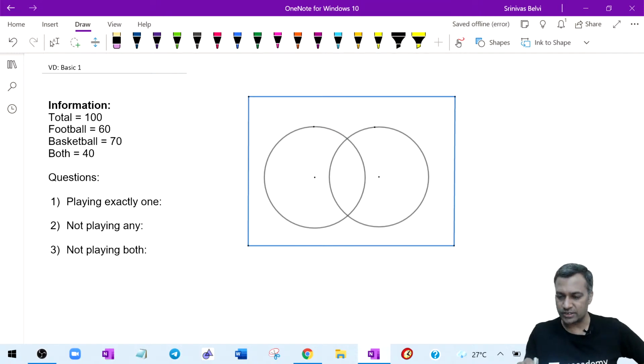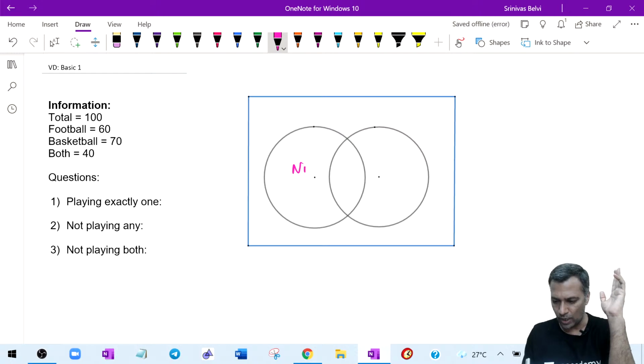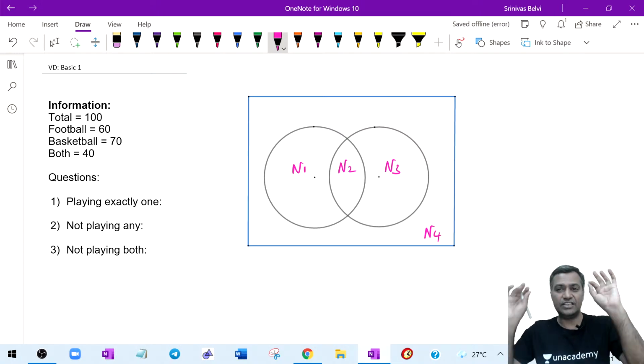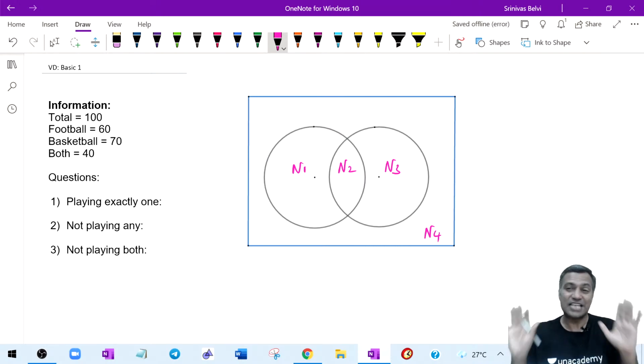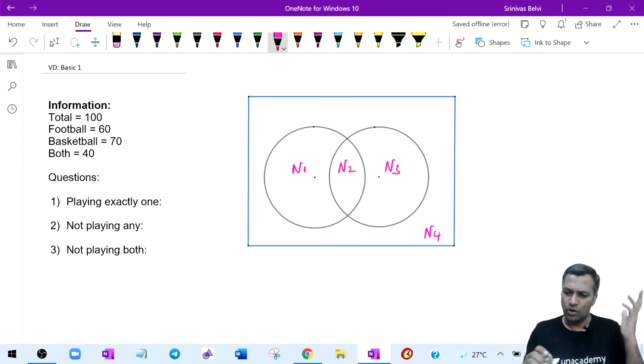What are the jokers? First, let me define the jokers, which means what matters to me in the Venn diagram. These 4 numbers matter to me: number 1, number 2, number 3, and number 4. These are the 4 actuals. I call them actuals. These 4 numbers matter. What are the jokers?